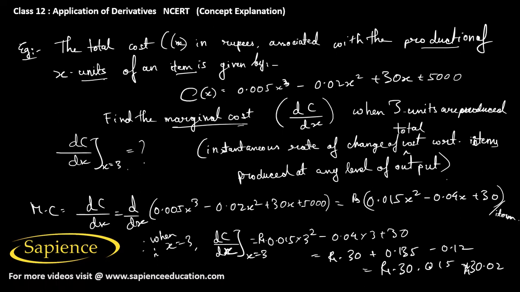So this is the required marginal cost per item when the number of items produced is 3 units. So this is the final answer.